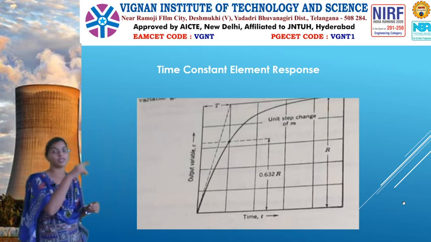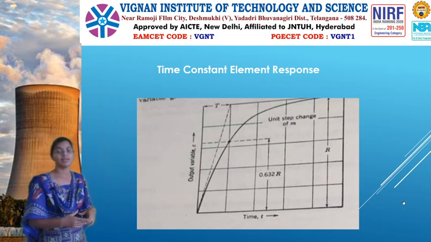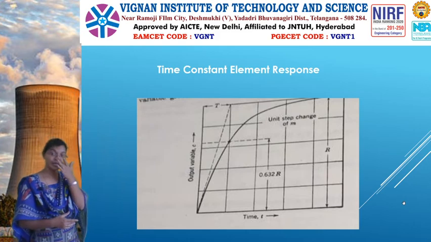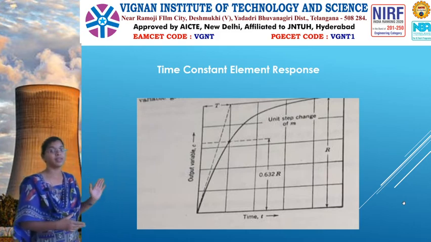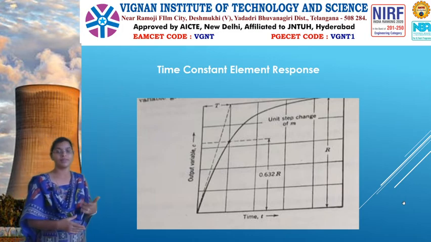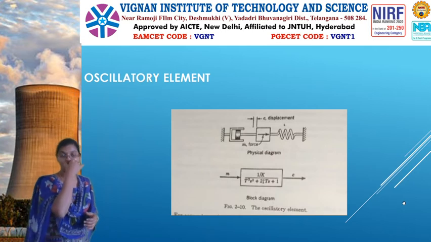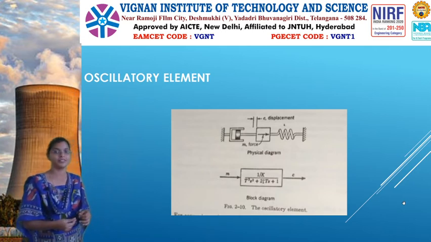Next, this is the response of a time constant element, which is exponentially increasing. For a unit step signal the response is that of a resistive element, and for a ramp signal that of a capacitive element, while the time constant element has an exponential response. Finally, the last one is the oscillatory element. In the oscillatory element, oscillations are produced.